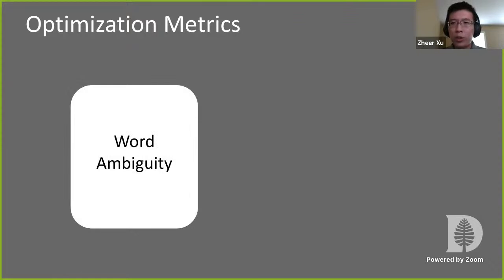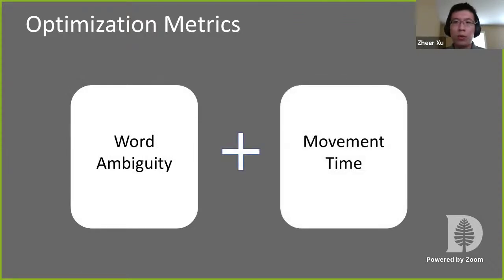We choose two metrics to optimize our keyboard performance. The first one is word ambiguity, which describes how likely words are going to be confused with others by the decoder on a given keyboard. The second one is movement time, which describes how fast words can be finished tapping on a given keyboard. I will talk about how to calculate word ambiguity score first.